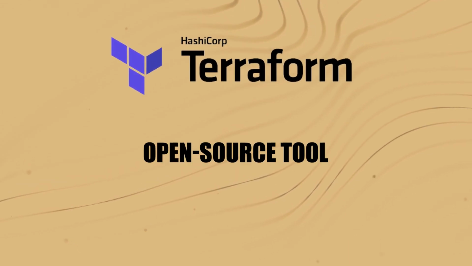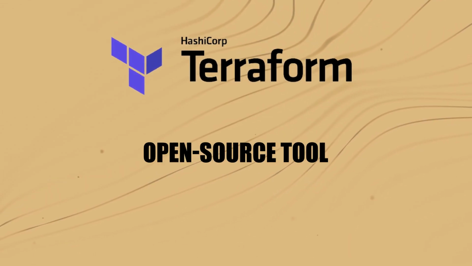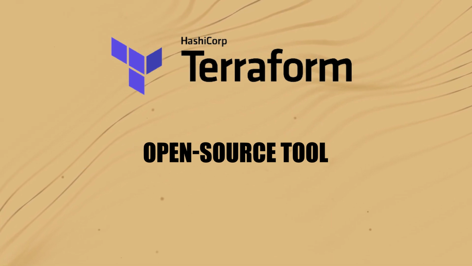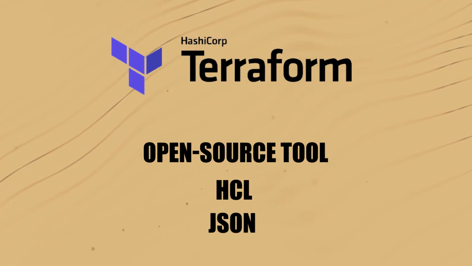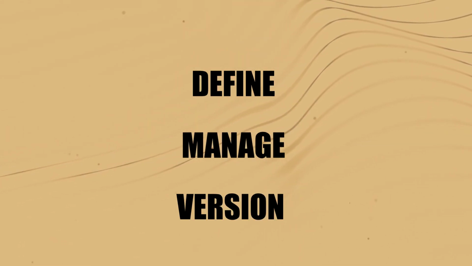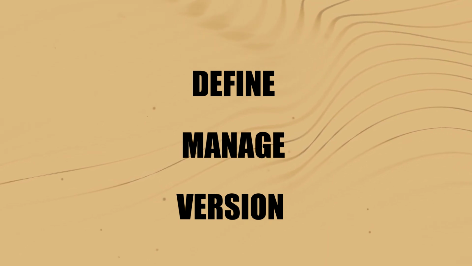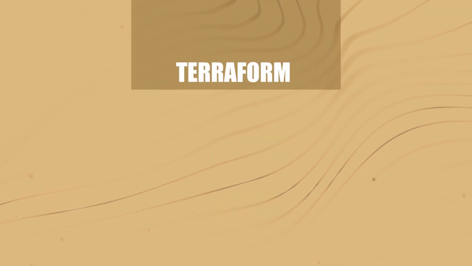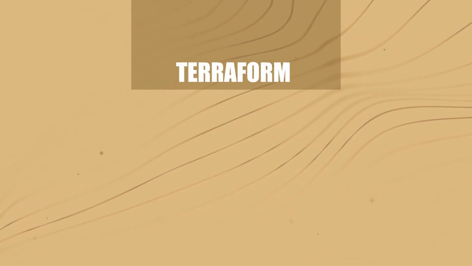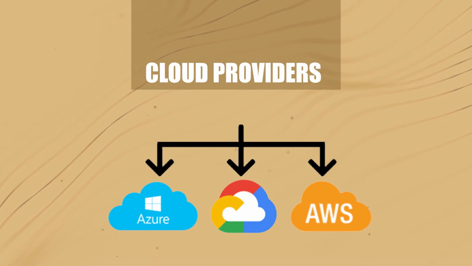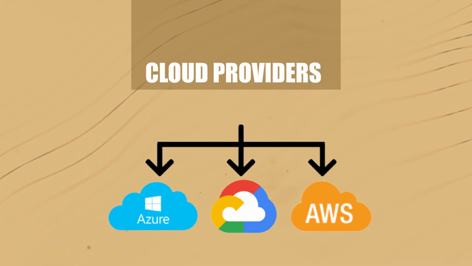Terraform is an open source tool that allows developers to write infrastructure as code in HashiCorp Configuration Language, or HCL, or JSON. It enables teams to define, manage, and version infrastructure as code, making it easier to deploy and maintain complex infrastructures. With Terraform, developers can create and manage infrastructure resources across multiple cloud providers, including AWS, Azure, and Google Cloud Platform.